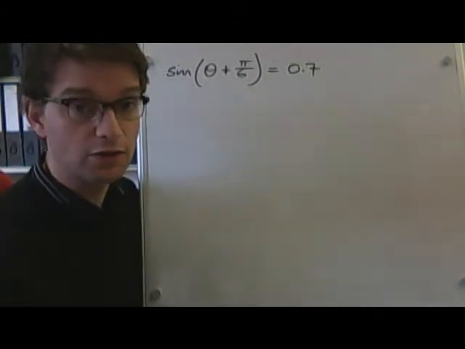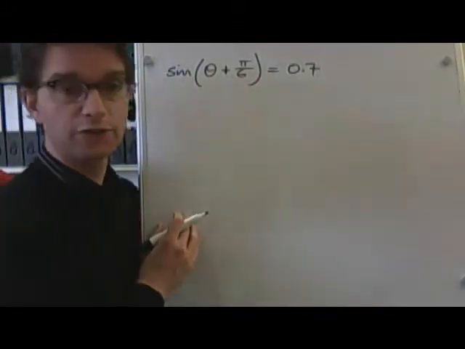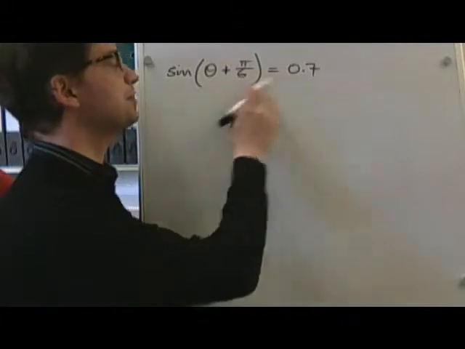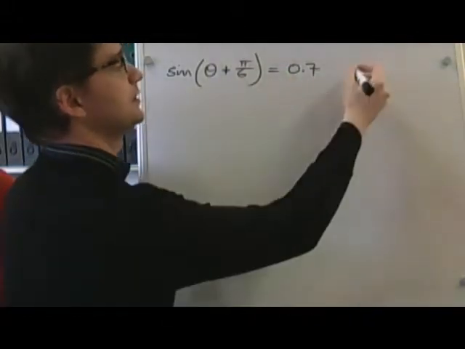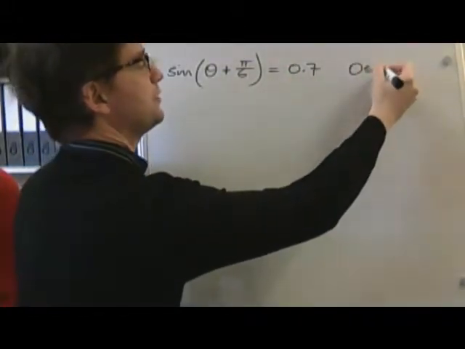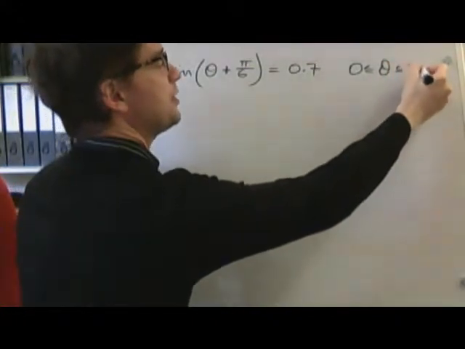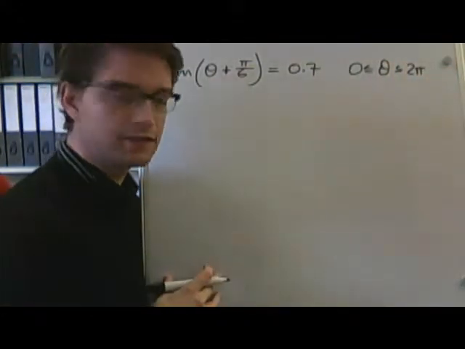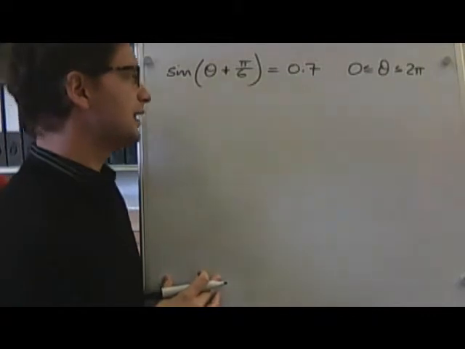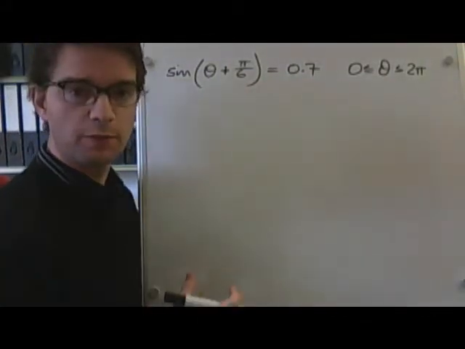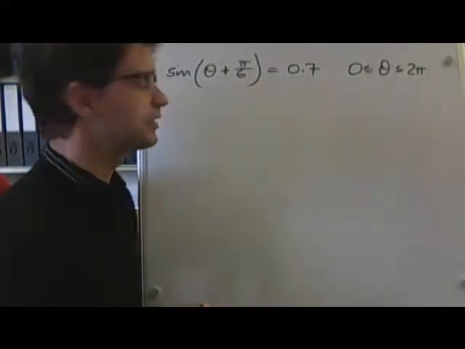In this video, we're going to solve a slightly more complicated trig equation, sine of theta plus pi by 6 equals 0.7. And we're going to find all the values of theta between 0 and 2 pi. We're using radians. And we're going to treat this in the same way as we treat all our other trigonometric equations.